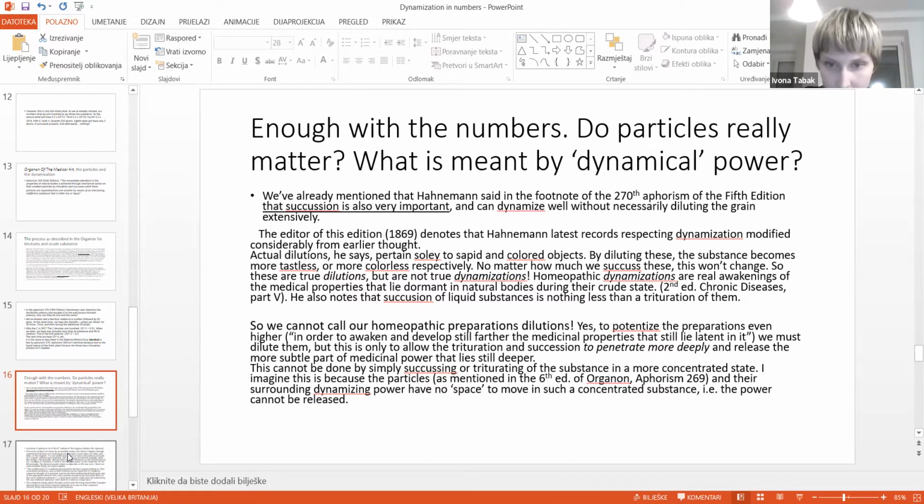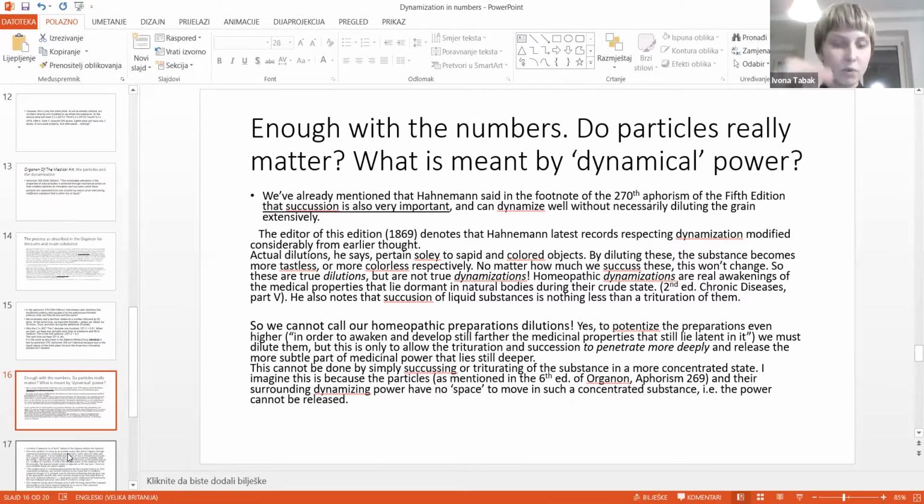Oh, and one more thing, said in a different way. Why did the editor add this? Because Hahnemann said, I could have just shaken it for half an hour, and without diluting it, I could have made it stronger. Yes, but the power cannot be released properly because it's a more concentrated substance when it's not diluted enough.